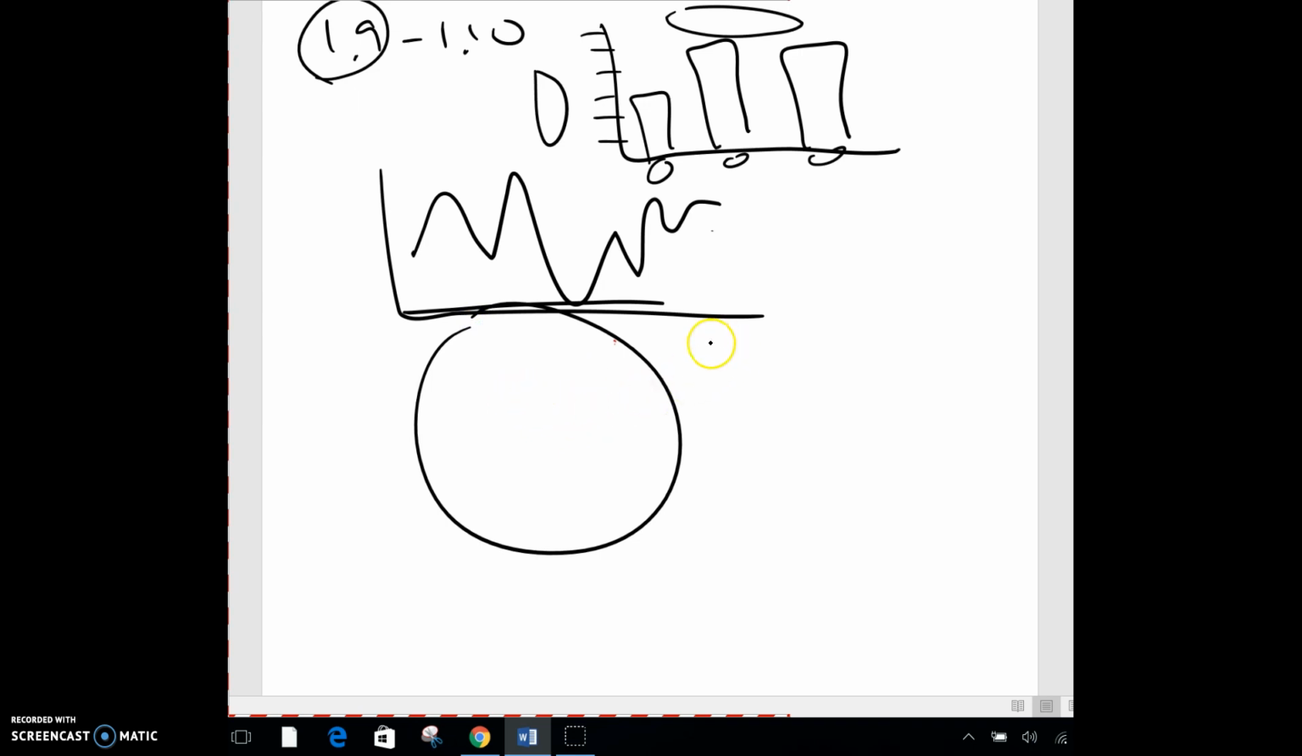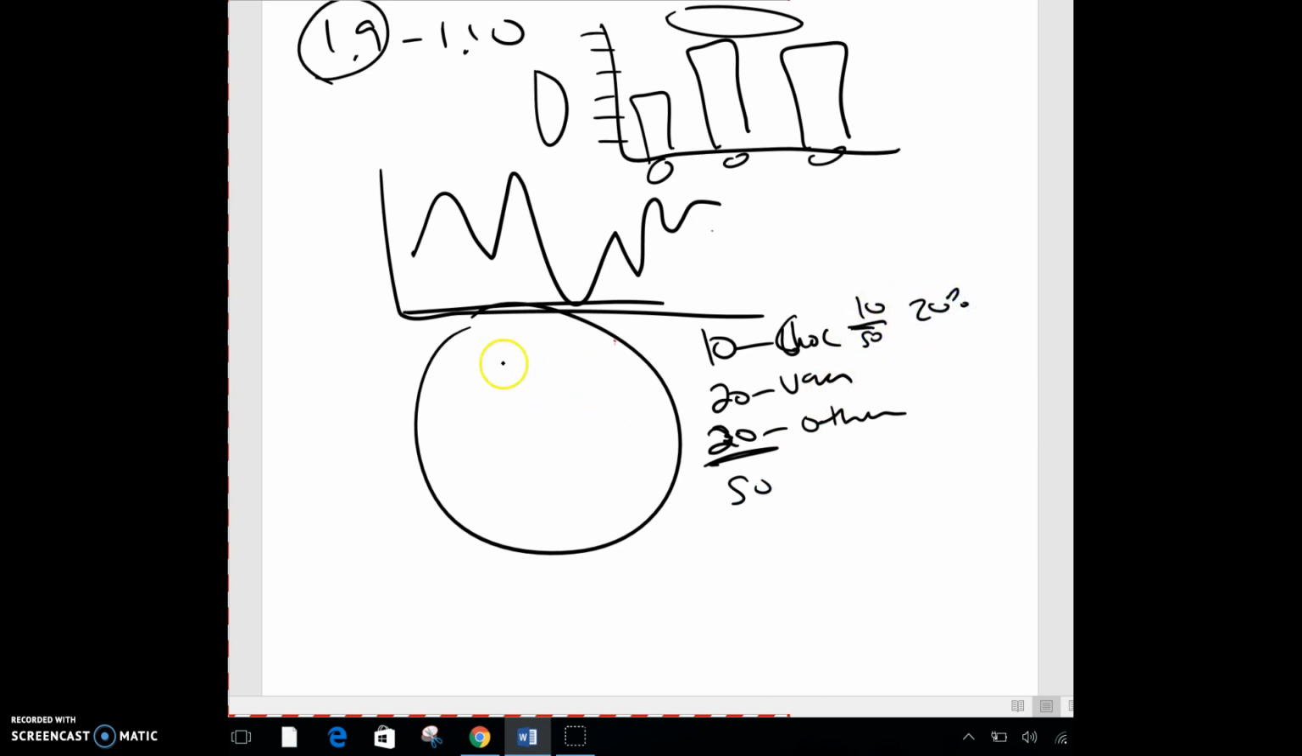So for example, if you have, I don't know, maybe 10 people like chocolate, and maybe 20 people like vanilla, and let's say another 20 people like some other flavor of ice cream. So what you do is convert them to percents. So there's what, 50 people total. So 10 out of 50, divide, multiply, would be 20%. And then remember, to get the degrees, you would use that percent times 360 degrees. And so that would be about what, 72 degrees. So 90 degrees would be here, so maybe 72, and I would put chocolate and label it with 20%.